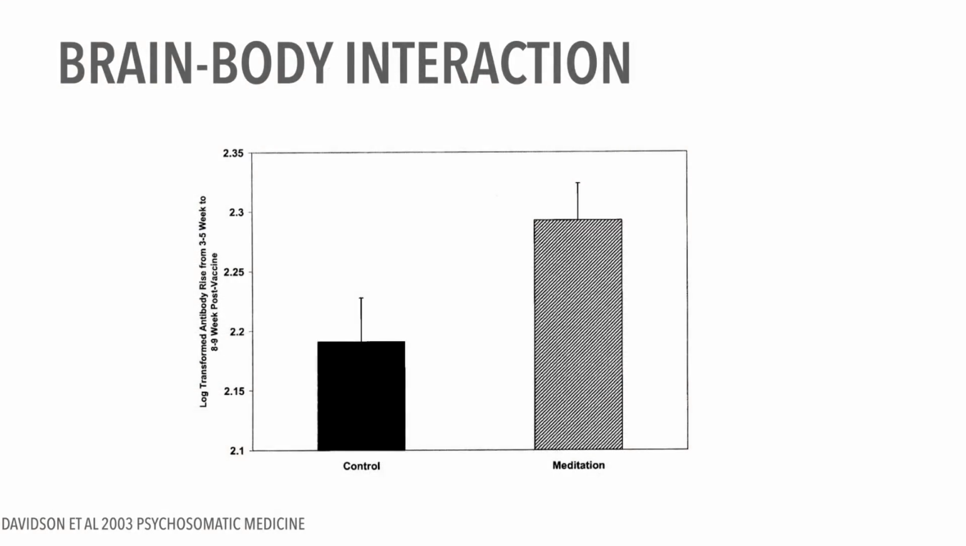And they wanted to see at the end of the 8 weeks, if we give you a flu shot as compared to a control group who also gets a flu shot at the end of some control training or wait list, which flu shot gets a better impact, so to speak. So they measured antibody titers to influenza vaccine, and they found people who meditated just 8 weeks had significantly more antibody rise from 3 to 5 weeks to 8 to 9 weeks post-vaccine. So this is 8 to 9 weeks post the vaccine, and they were given the vaccine about 3 to 5 weeks after the intervention.